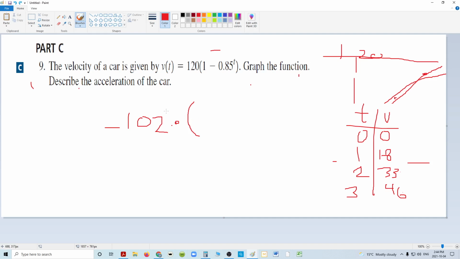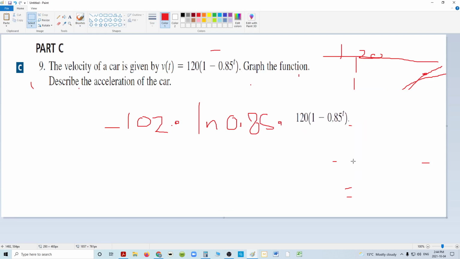Oh, I forgot the ln, sorry. It's going to be minus 102 times the ln of 0.85 times the function itself, which you can just write like that if you want. And really that just becomes this. Oh no, it becomes that. And that becomes 120 minus 102 to the power of t. It's never going to reach 0.